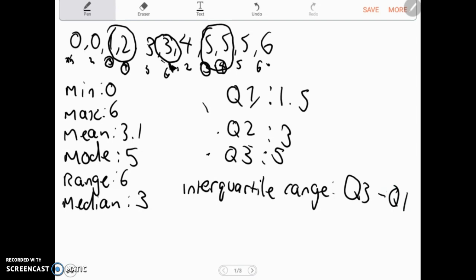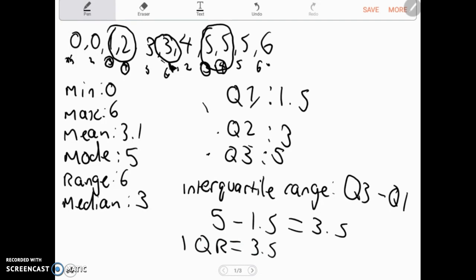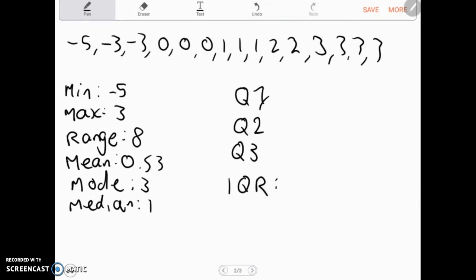Okay? So in this case, it's going to be 5 take 1.5, which is 3.5. So IQR, which stands for interquartile range, equals 3.5. Okay, so that's the difference between Q3 and Q1. So let's move on. Here's another example that I've done beforehand.